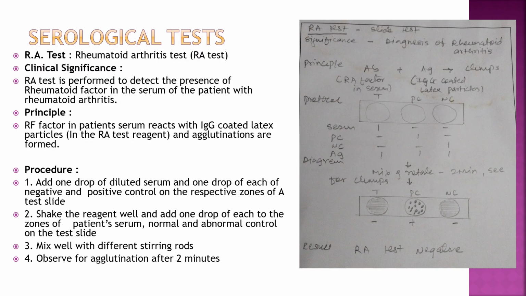Rheumatoid arthritis is a disease of old age patients, in which all the major joints are involved. Procedure, in short: take three circles, label them as test, positive control, negative control. Add serum to test, then 1 drop of positive control to PC and 1 drop of negative control to NC, and then add the antigen provided in the kit, mix, wait for 2 minutes, and then look for the clumps.